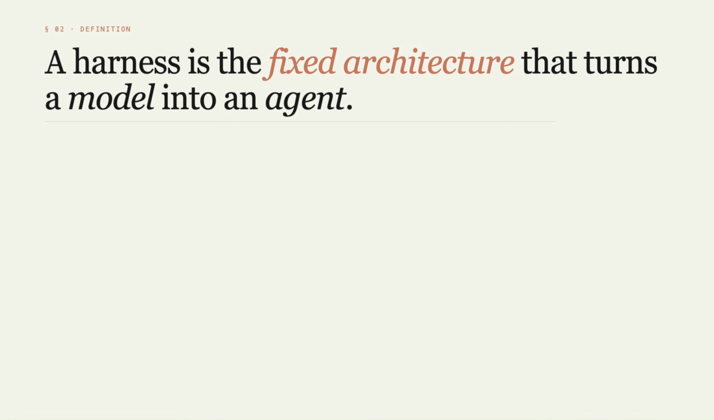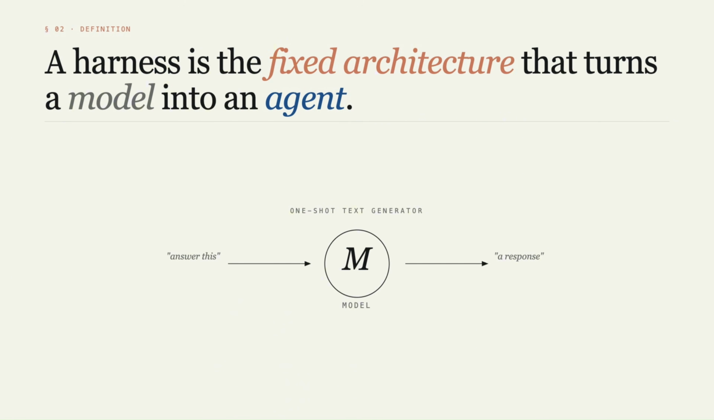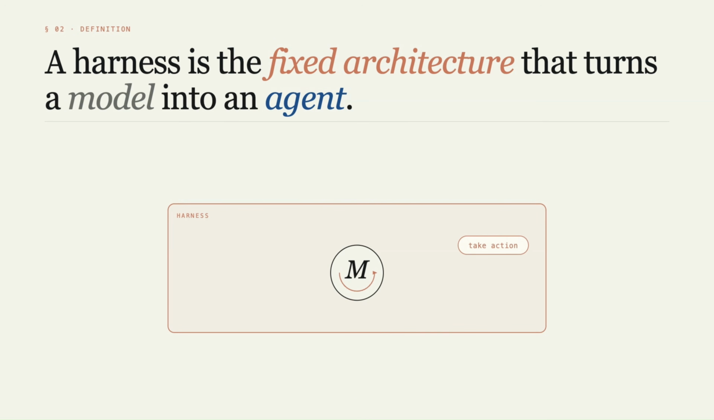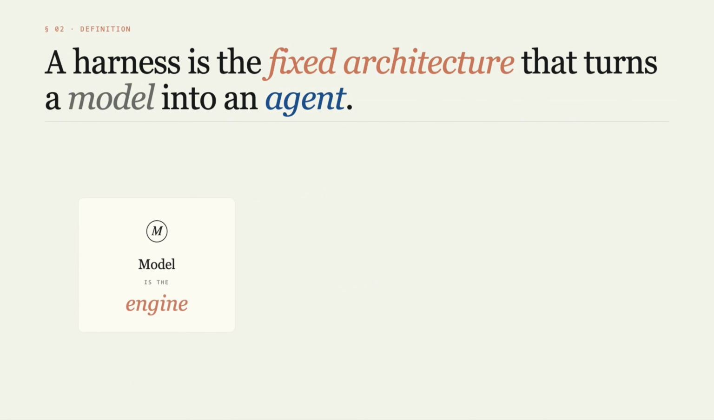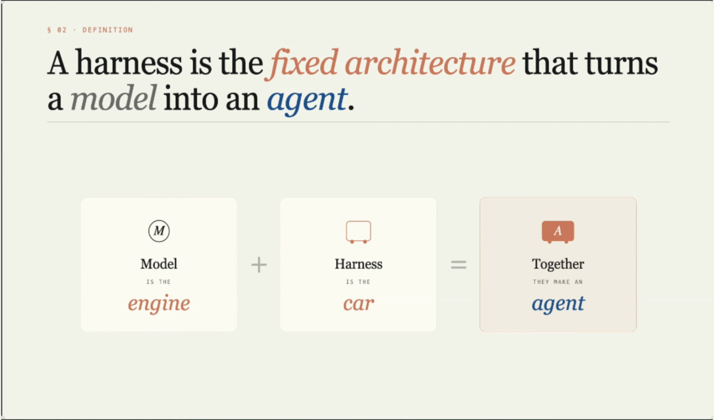In simple terms, a harness is a fixed architecture that turns a model into an agent. So if you think about modern LLMs or models, these are just one-shot text generators. You ask a question, it answers and stops. A harness is what gives it the ability to take action, see the consequences, and keep going until the problem is actually solved. So think of a model as the engine and the harness around it as the car. That's what makes an agent.